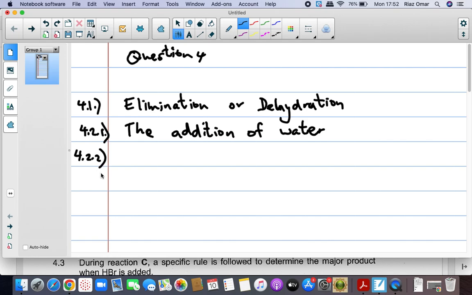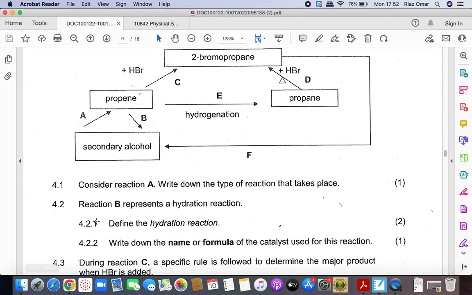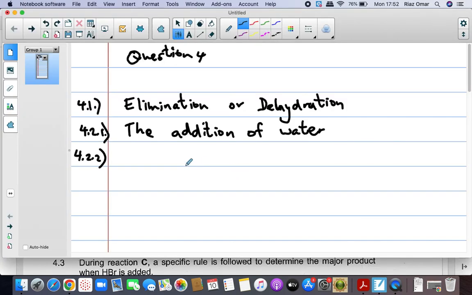4.2.2. The question is, define and name the formula of the catalyst used in this reaction. So lots of times the catalyst used in this reaction is sulfuric acid. 4.2.2: sulfuric acid, so H2SO4.